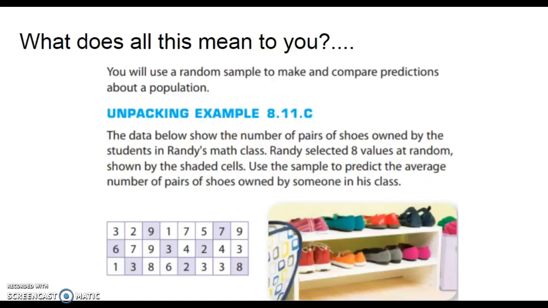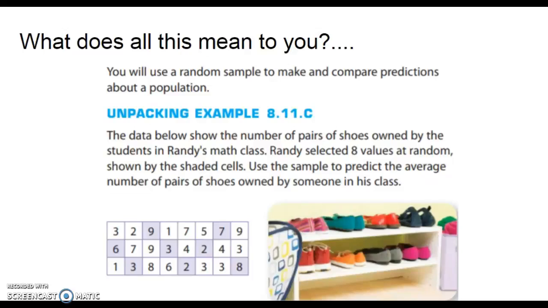What does all this mean to you? You will use a random sample to make and compare predictions about a population. Here's an example question. The data below show the number of pairs of shoes owned by the students in Randy's math class. Randy selected 8 values at random shown by the shaded cells. Use the sample to predict the average number of pairs of shoes owned by someone in this class.